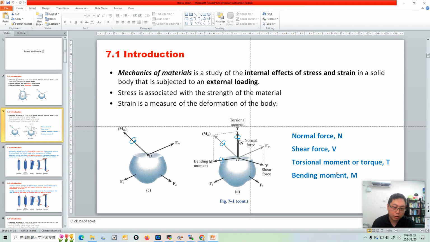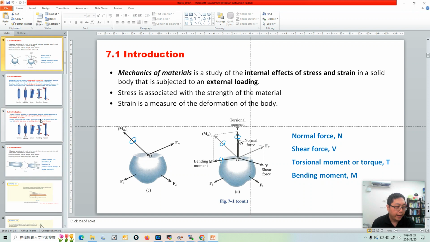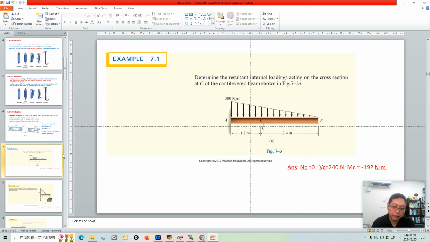Now we have to learn to calculate these internal forces or moments when applying an external loading. We start from example 7.1. This is a beam, and it's a fixed support. The problem did not say it's a fixed support, but I think this problem should tell you this. This is a beam, and A here is a fixed support.